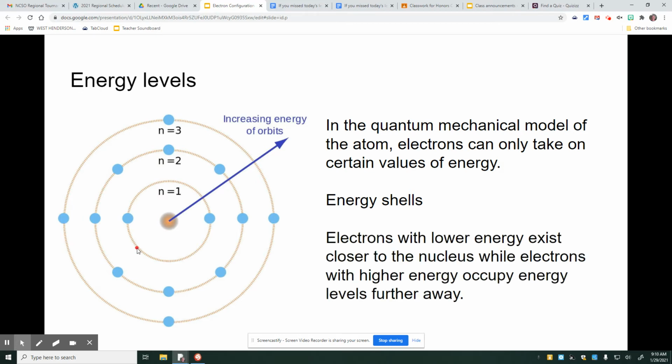Now, electrons with lower energy exist closer to the nucleus, and we number these energy levels 1 through whatever, and we always number them from the nucleus out. So we'll use the symbol N to mean energy level. So N equals 1 is that first energy level closest to the nucleus. N equals 2 is that next energy level. N equals 3 would be the next energy level, and then so on and so forth as we get further away from the nucleus. So those with higher energy are going to exist further away from the nucleus, and those with lower energy will exist closer to the nucleus.